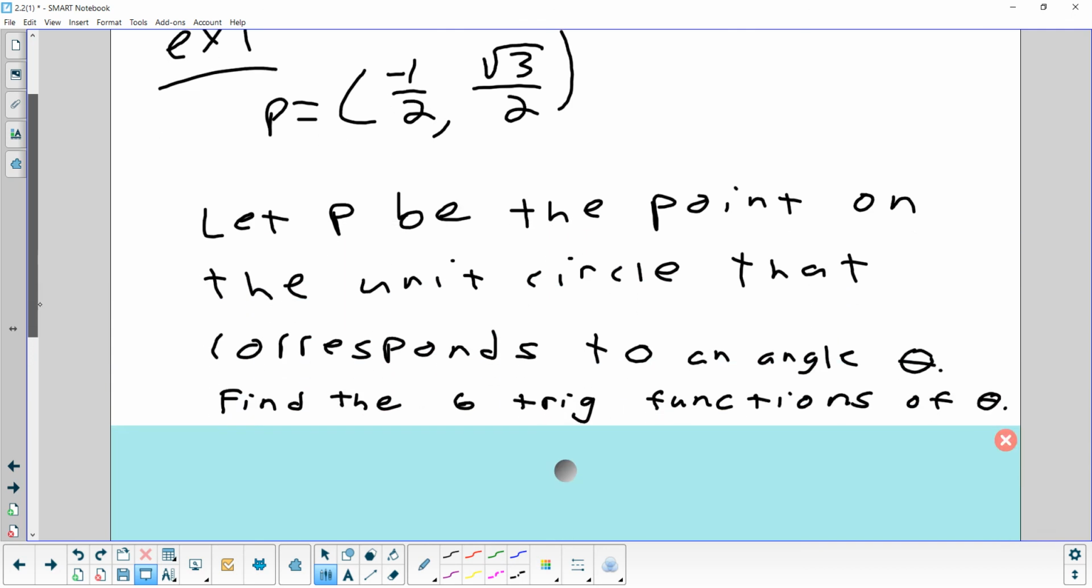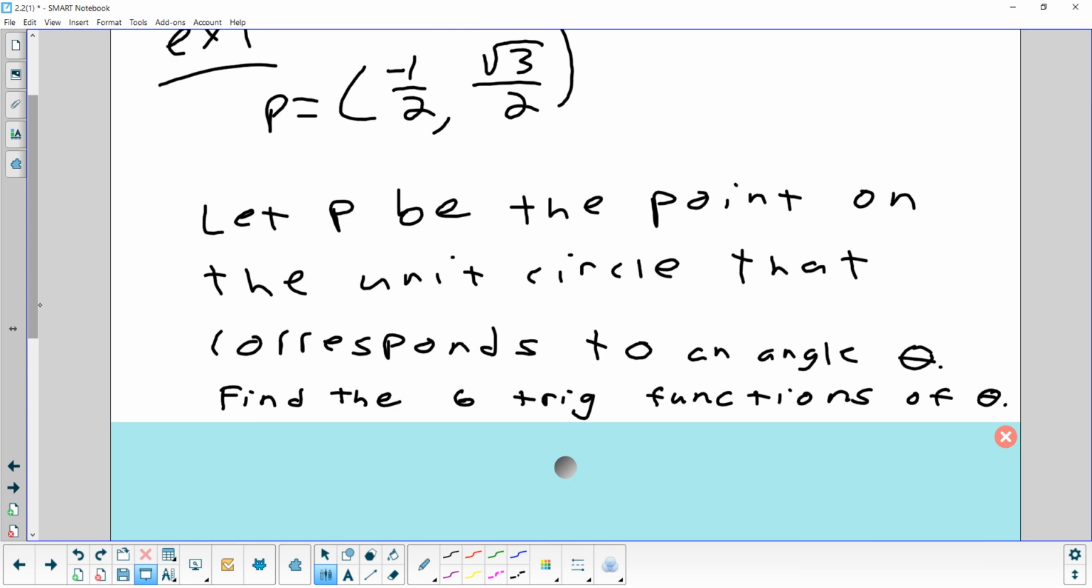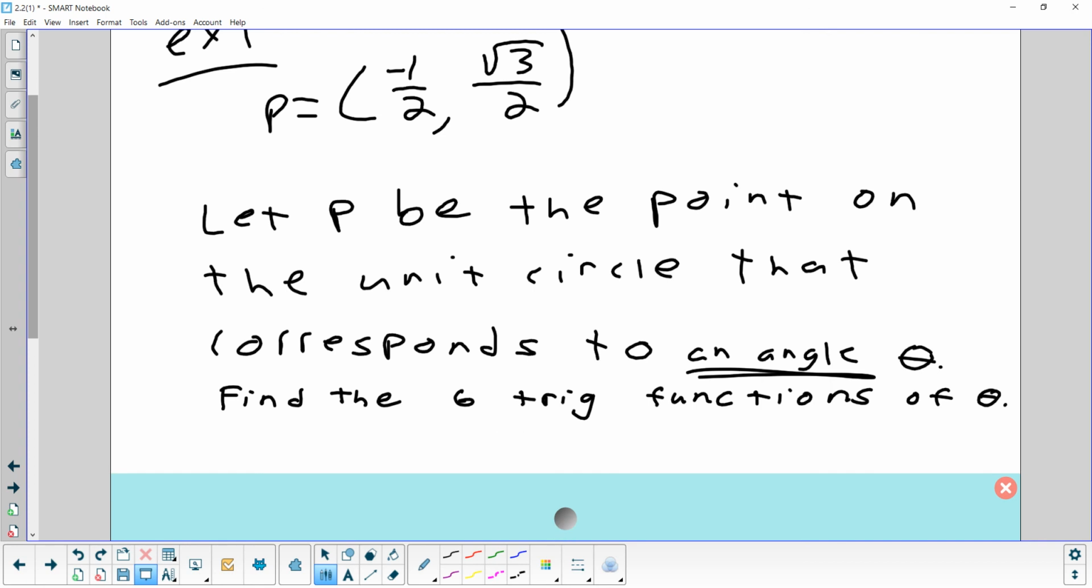So it says, let that point be a point on the unit circle that corresponds to an angle. What angle? Don't worry about it. It just represents some angle. We want to find the 6 trig functions. And since every formula is based off knowing x and y, that's all we need.